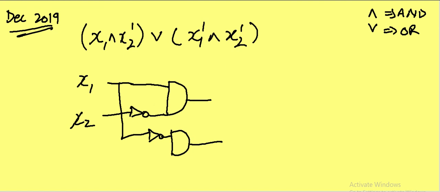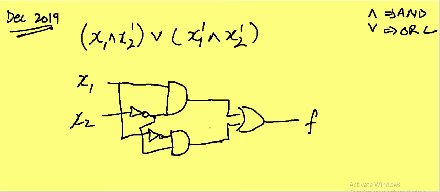So x2 is here. You can directly use this because x2 is complemented, so we don't need to use another gate for this. Then these two are connected with this, and this represents the OR gate. Okay, so this is the diagram for this question.